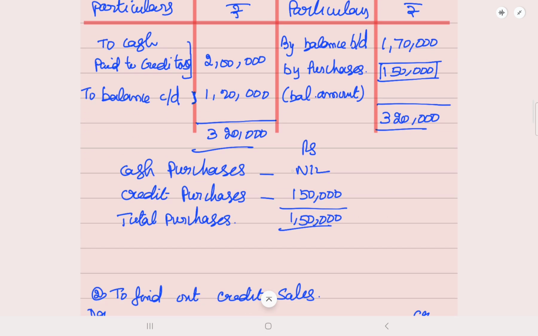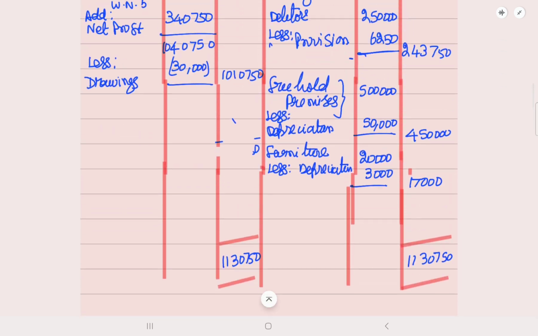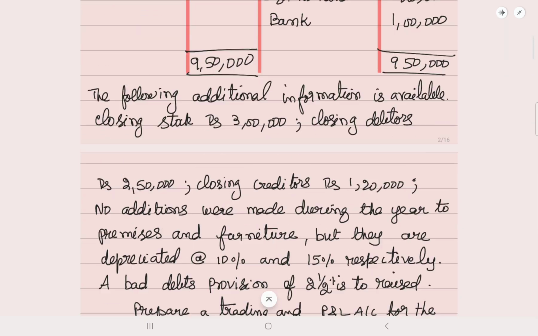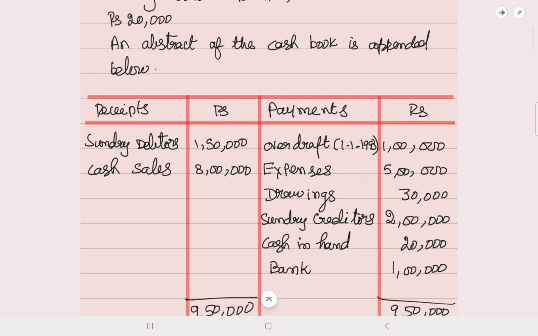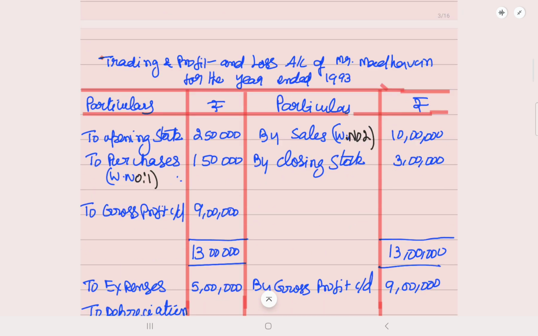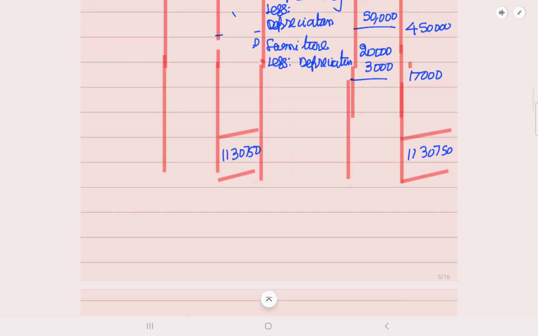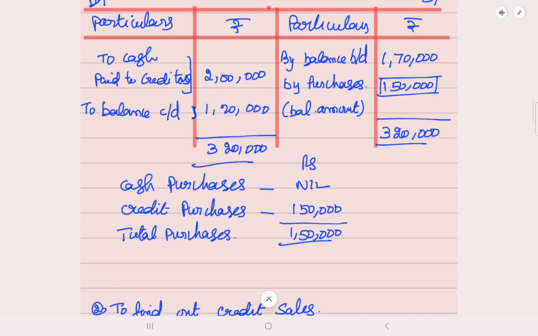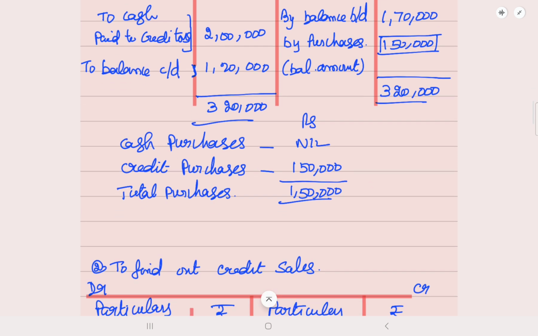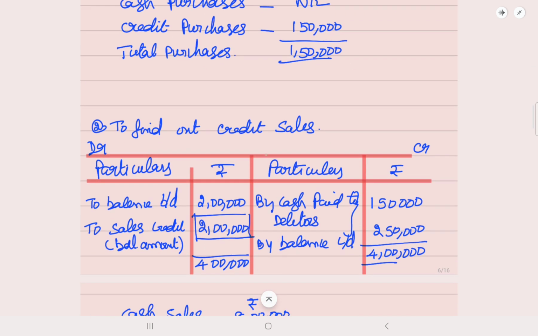So for total purchases, cash purchase is nil. In the cash book, there are no purchases on the payment side; there is only payment to creditors, 2 lakhs. Since there are no purchases, cash purchases are nil. And credit purchases 1,50,000 are already found out. Therefore total purchases are 1,50,000. Like that, to find out credit sales, we have to open the total debtors ledger.